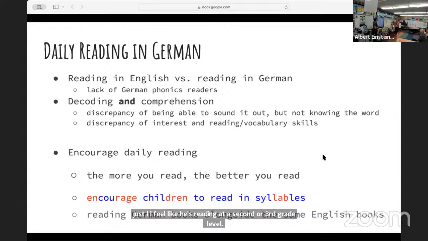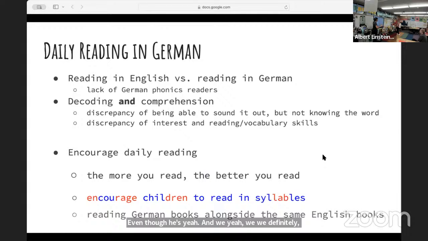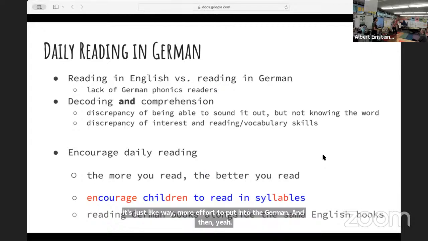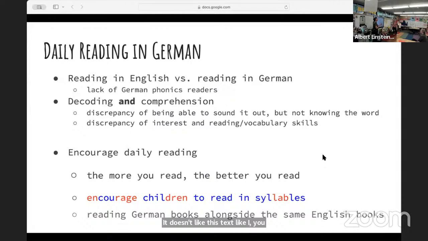And maybe that's normal. We definitely see that here in California, this is what they enjoy. This is what they've always read more, in English, and it comes easier in English, and it is so much more interesting, and they can read so well in English, so it's way more effort to put into the German, and then the text isn't interesting, because what I can read in English is so much more fun. This is where we definitely see that.